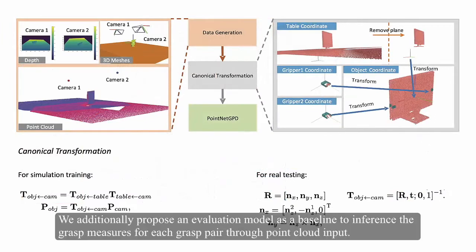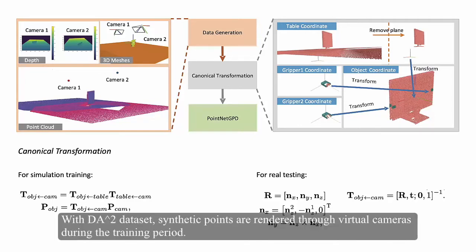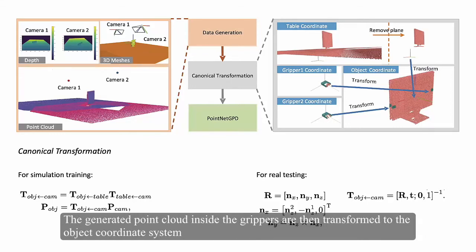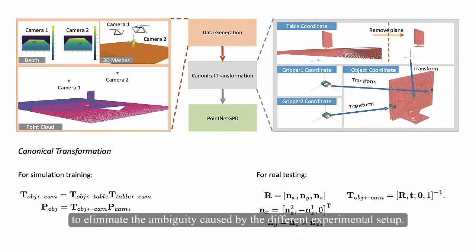We additionally propose an evaluation model as a baseline to infer the grasp measures for each grasp pair through point cloud input. With the DA2 dataset, synthetic points are rendered through virtual cameras during the training period. The generated point cloud inside the grippers is then transformed to the object coordinate system to eliminate the ambiguity caused by the different experimental setups.